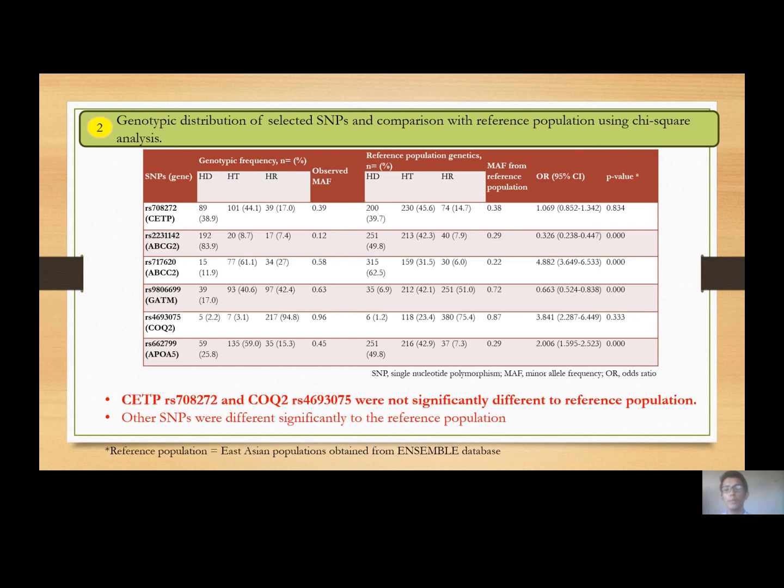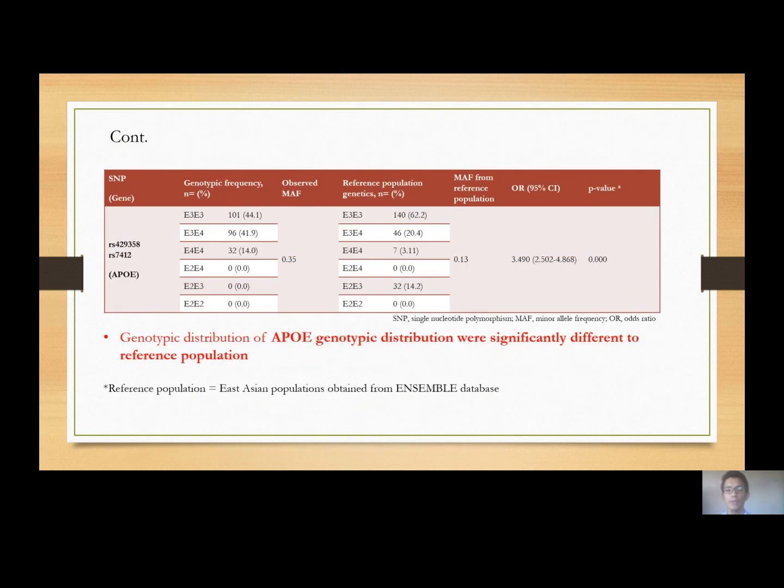While for ApoE genes, as you can see in the table, focusing on the p-value, you can see that the genotypic distribution of the ApoE gene was significantly different to the reference population.